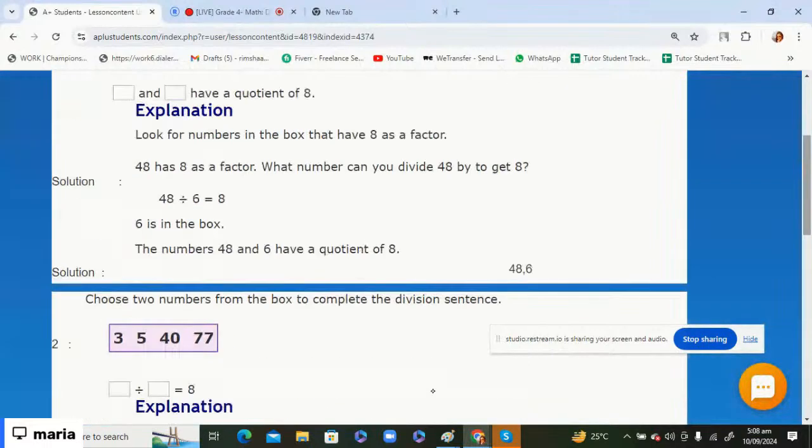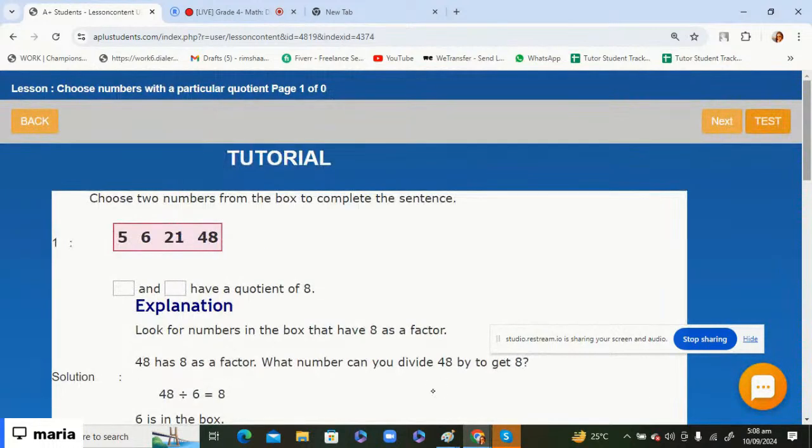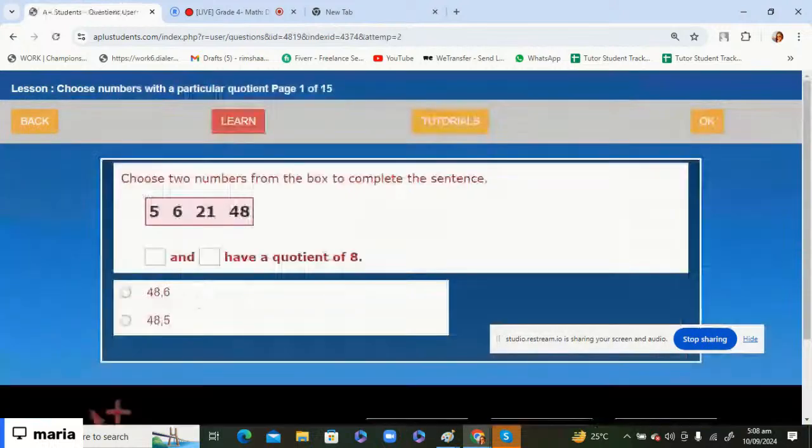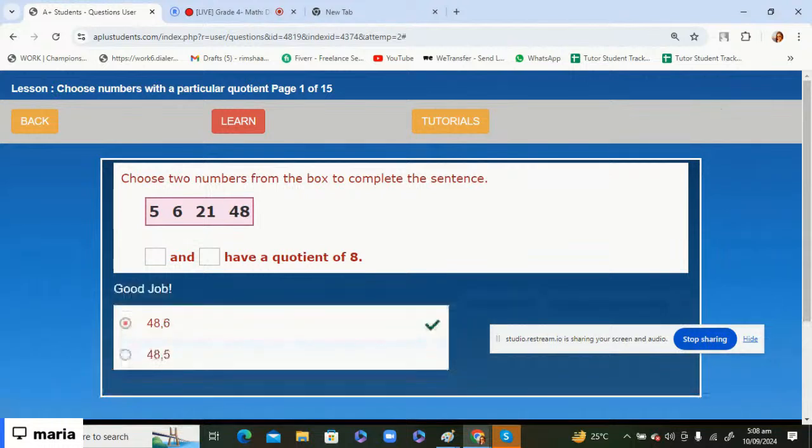Now let's do some test questions and everyone tell me the answer. Okay. So which two numbers from the box complete the sentence? 5, 6, 21 and 48. Which two numbers have a quotient of 8? That is 6 and 48, as we know we already did it. Yes, this is the right answer.